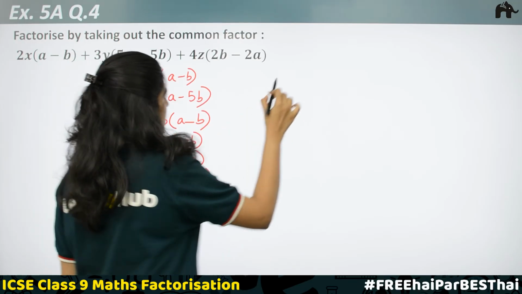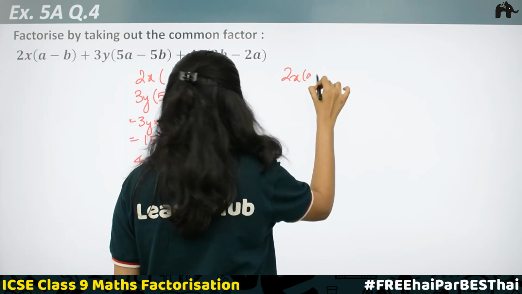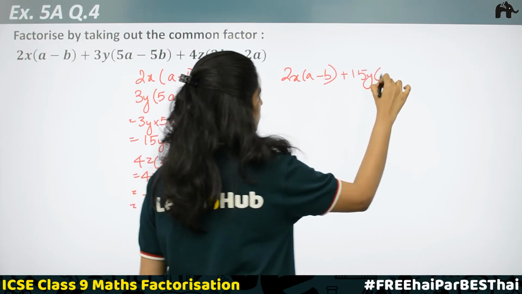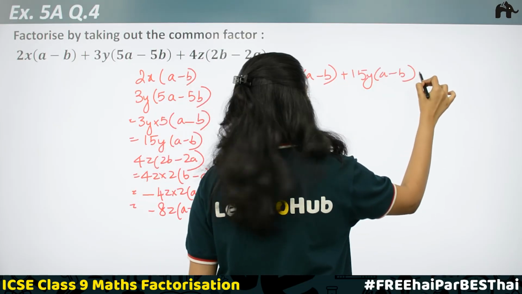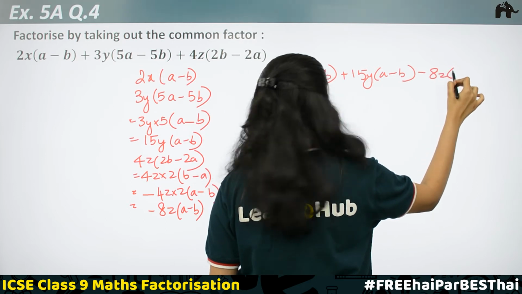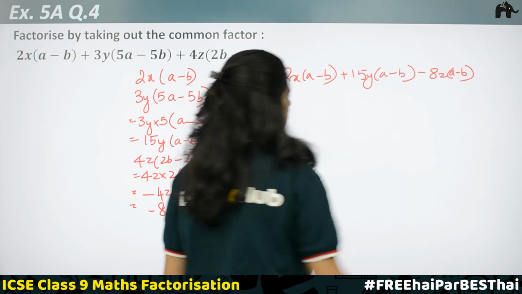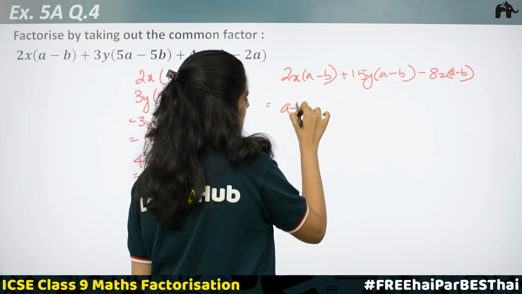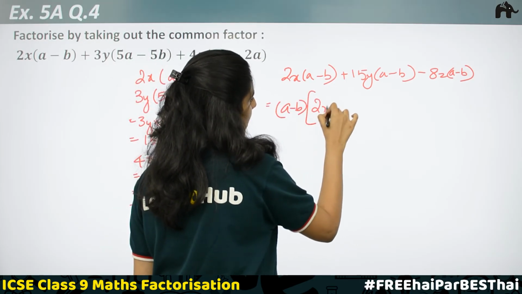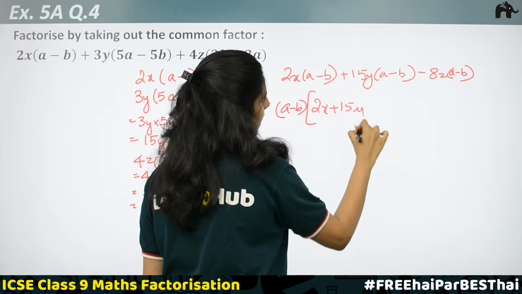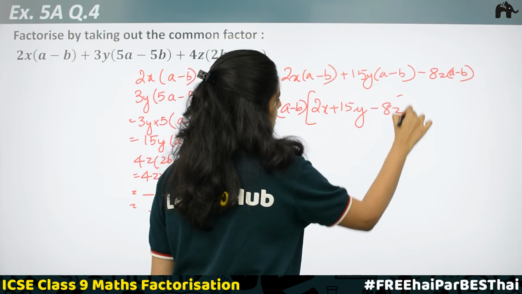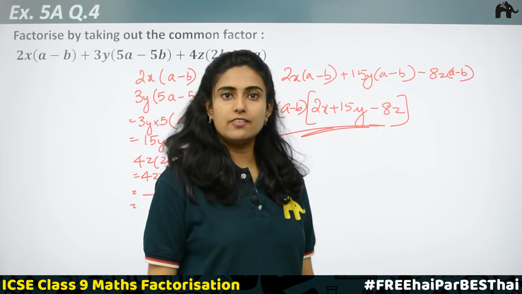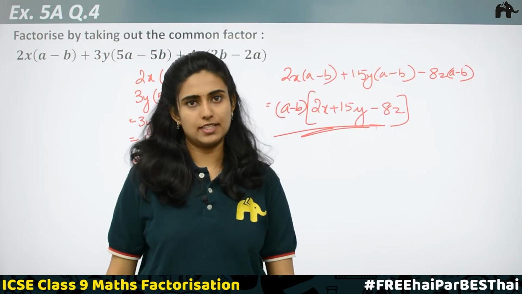Okay, so first term 2x into (a minus b) plus 15y into (a minus b) minus 8z into (a minus b). So what is common? (a minus b) is common. Taking out (a minus b), remaining 2x plus 15y minus 8z. So this is the factorized form. Here we have used the common factor method.